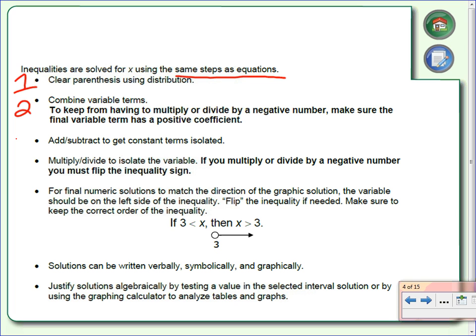Step 3, add or subtract. Step 4, multiply or divide.